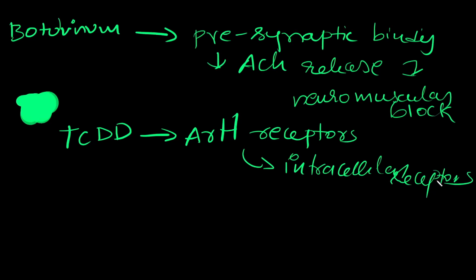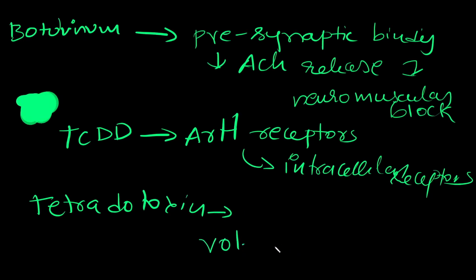Then tetrodotoxin, it is a voltage gated sodium channel blocker. By doing so, it inhibits the firing of action potential, leading to neurotoxicity.